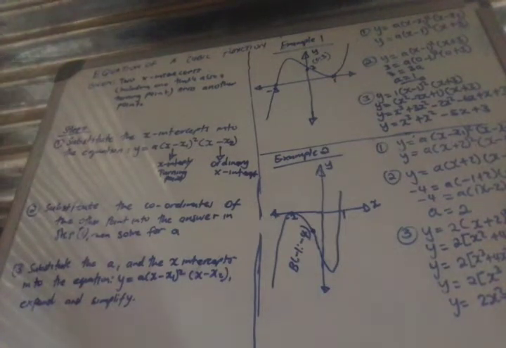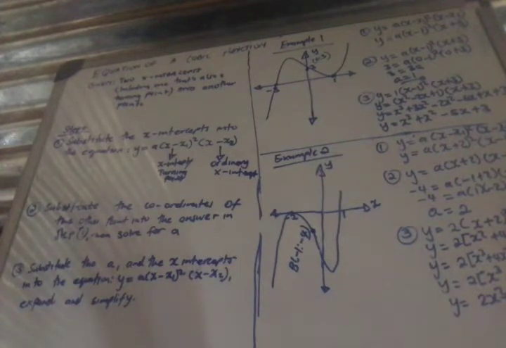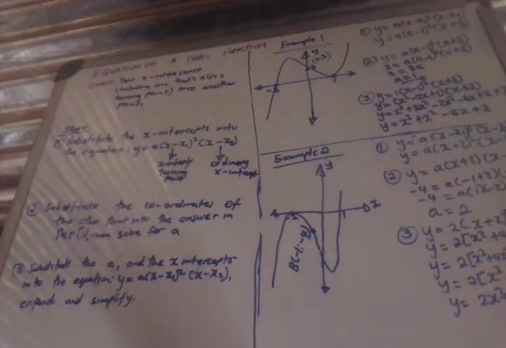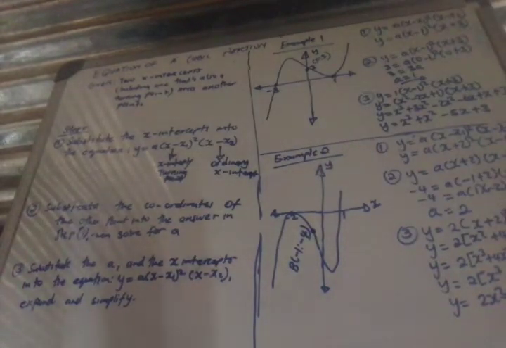The first step is to substitute the x-intercepts into the equation: y equals a into x minus x1 all squared into x minus x2. In the first part, you substitute the x-intercept that is also a turning point, and in the other bracket you put the other x-intercept. You just substitute them in there, and that is all for the first step.